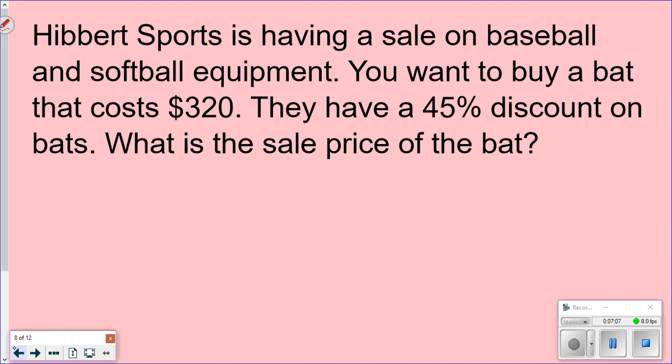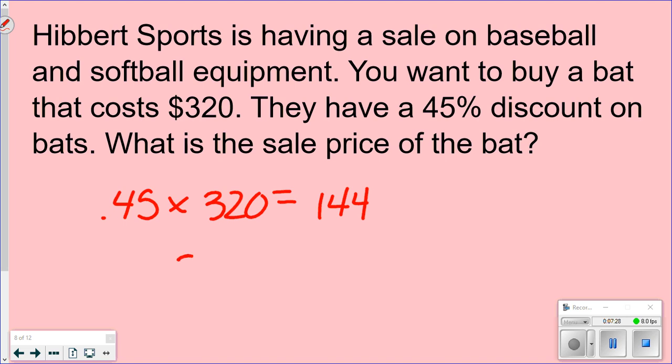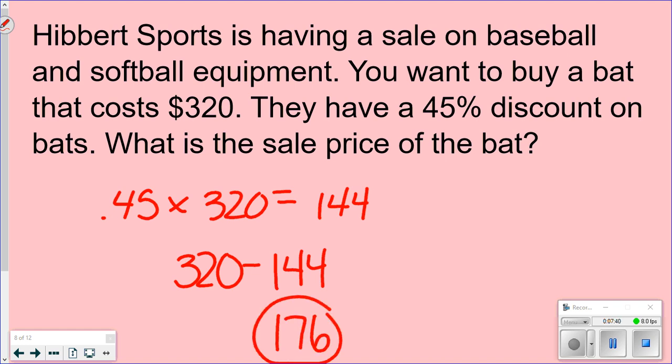Typically, when I do these types of problems, I use the equation method because I just know that 45% times 320 is what I'm going to get off. So 0.45 times 320 is going to be $144 off. Now, that's not my final price. So many people think that's the price I'm going to pay. No, that's not the price you pay. That's how much you get off that original amount. So now it'd be 320 minus 144, and that's going to give you $176, and that's what you're going to pay for that bat in the end.